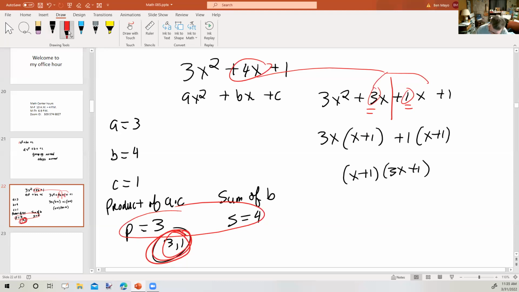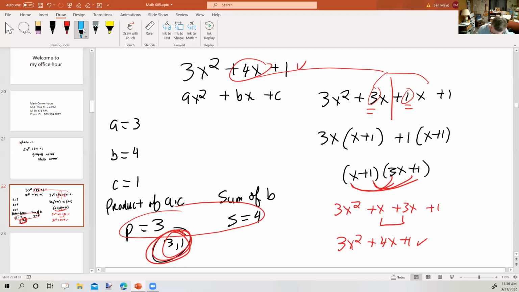Let's check our work. X times 3x is 3x squared. X times 1 is x. 1 times 3x is 3x, and 1 times 1 is 1. Combining like terms, 3x squared plus 4x plus 1, and this matches that. So here is the correct answer. Any questions about this particular problem? Okay, let's take a look at another example then.